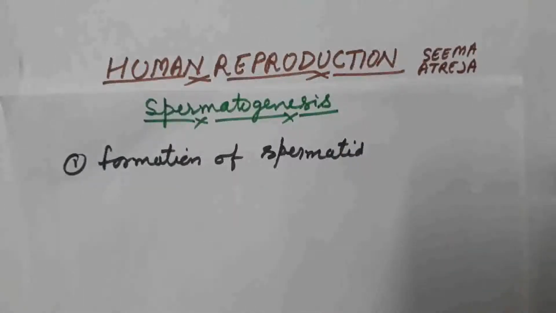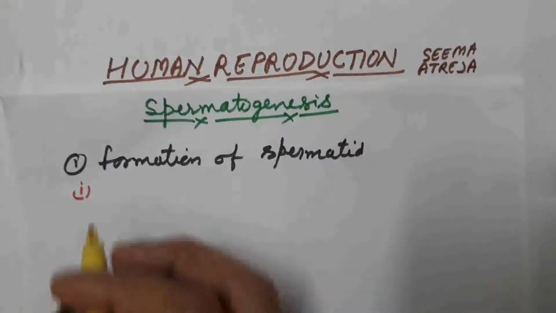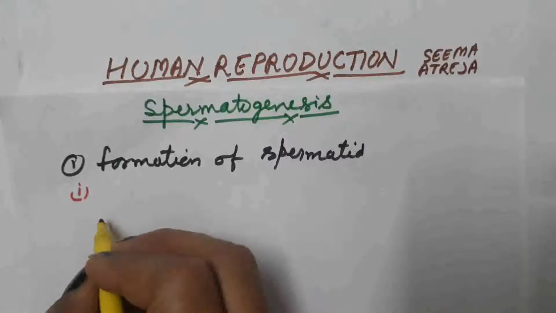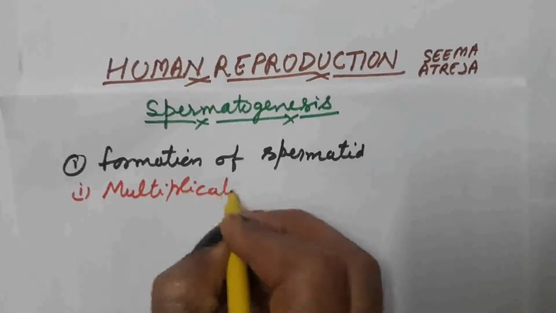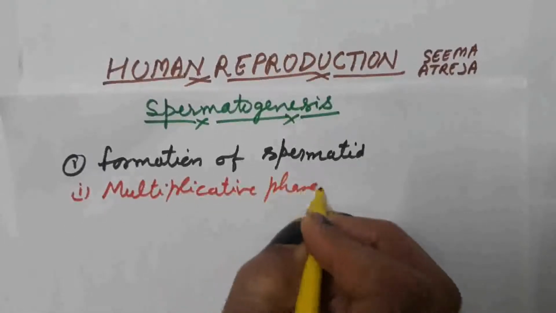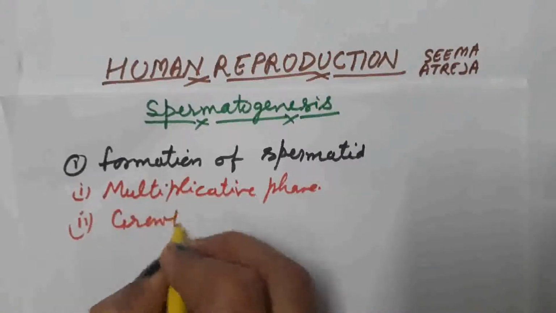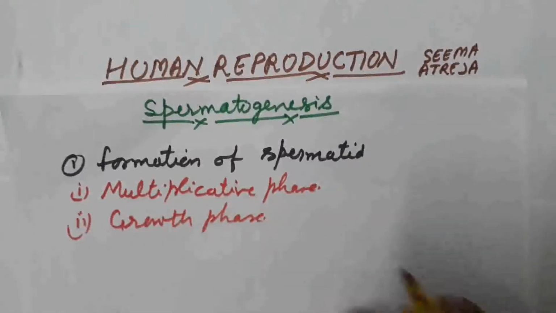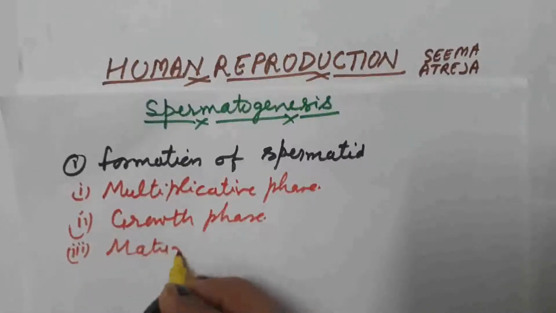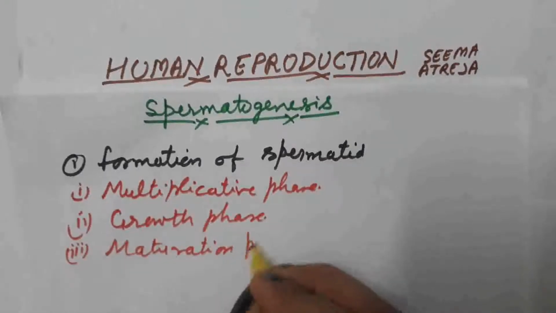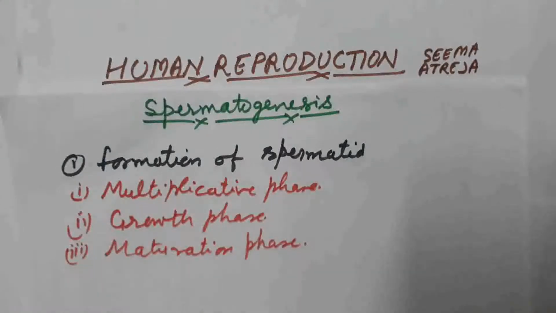This step is completed in three steps. The first step in the formation of spermatid is the multiplicative phase. The second phase or second step is the growth phase. And the third step in the formation of spermatid is the maturation phase. After completion of all these three phases, spermatid is produced.